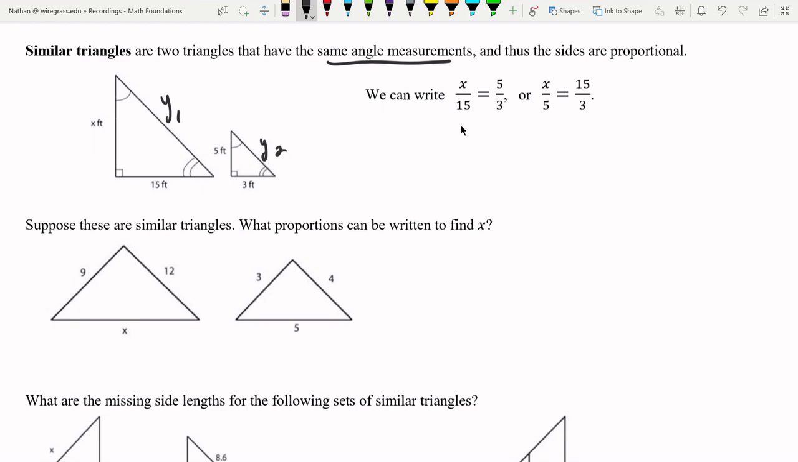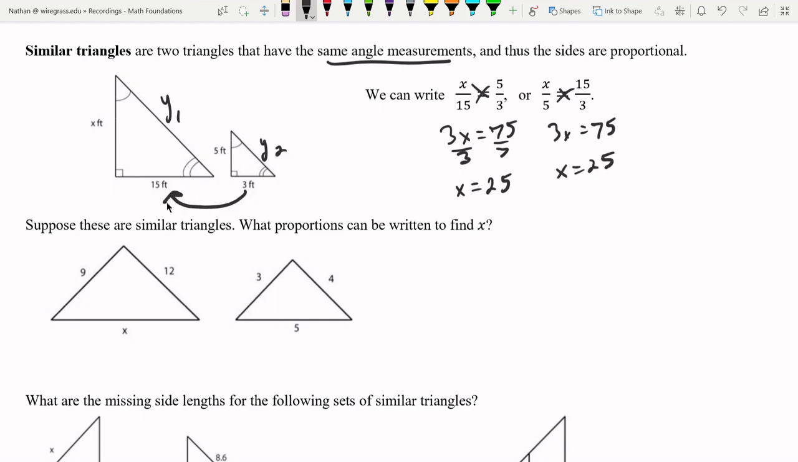So I can create the proportion x over 15 equals the same side on top, same side on bottom, 5 over 3 that we're referencing there. I could also do x to 5 and 15 to 3. Either way I do it, if you solve this using cross multiplication, I'm going to get 3x equals 75, then divide by 3, x equals 25. Here I get 3x equals 75. Same thing, divide by 3, x equals 25.